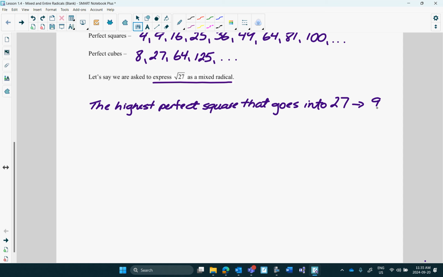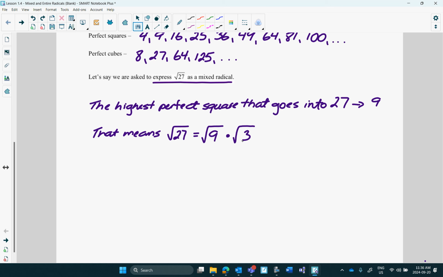That means that the square root of 27 can be broken down into the square root of 9 times the square root of what? What must this number be? 3.